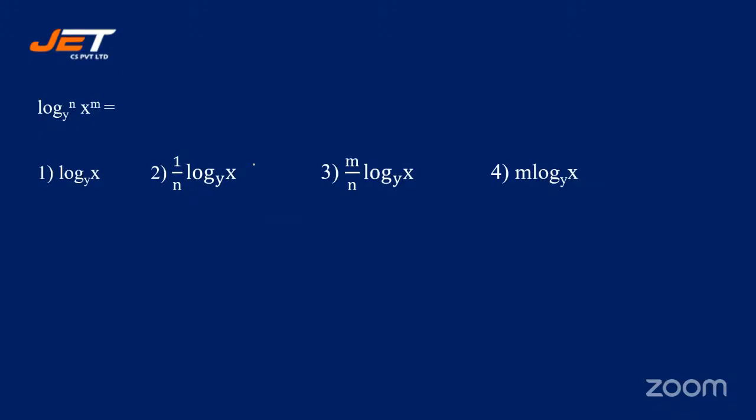Log x^m base y^n is dash. Okay, so let's quickly see the answer. Log x to the power m base y to the power n is m by n into log x base y.